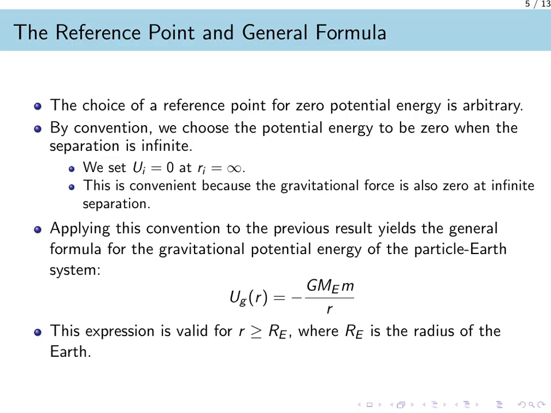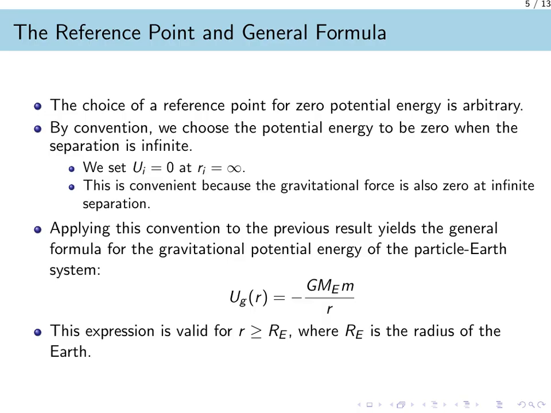When we set the initial potential energy to zero at an initial separation of infinity, we are left with the general formula. The gravitational potential energy of a particle-Earth system is U of r equals negative G times the mass of the Earth times the particle's mass, all divided by r. This expression is valid for positions at or outside the Earth's surface, where r is greater than or equal to the Earth's radius. The key result is that gravitational potential energy is a negative quantity that approaches zero as the separation becomes infinite.